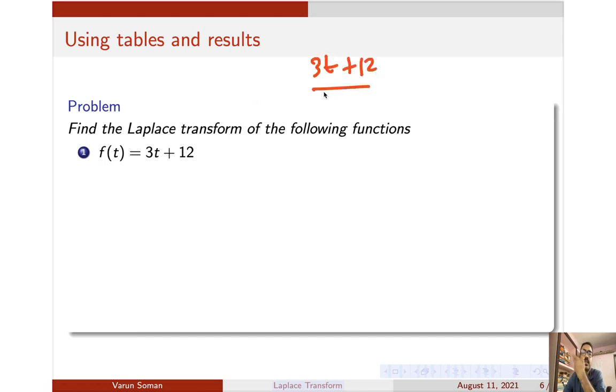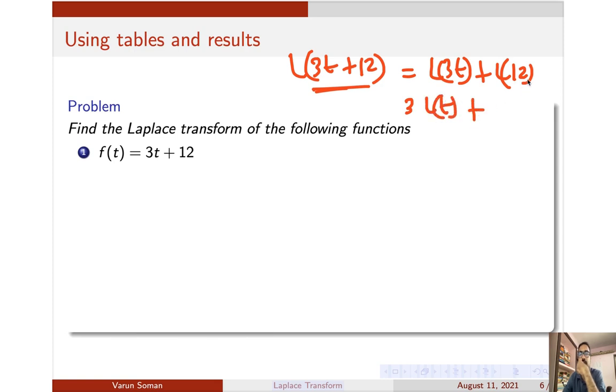How will you do it? Look at the table. This is basically a linear function. In order to find this, you can use the linearity property. You can find L of 3t plus L of 12. How will you find L of 3t? Again you can apply the linearity property. It will be simply 3 into L of t because 3 is a constant, plus this 12 can be written as 12 into 1, so I can write it as 12 into L of 1. I'm just applying the linearity property. There is no need to write it so elaborately in exams. You can directly say the answer, but since it's the first problem, I'm discussing it elaborately. I hope this is clear.